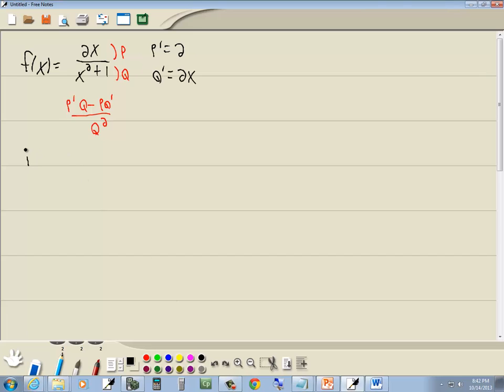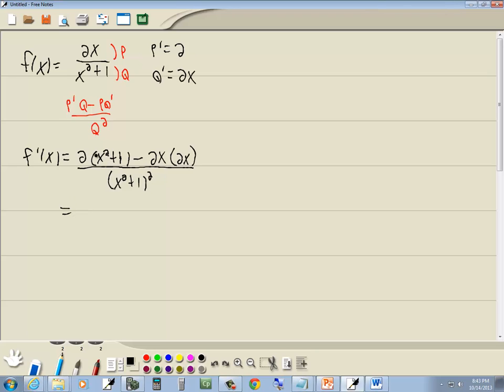So for our first derivative, p prime was 2 times q, which is x squared plus 1, minus p, which is 2x, times q prime, which is 2x. That's weird. Let me double check that. I guess so. Over q squared. So we got x squared plus 1 squared.